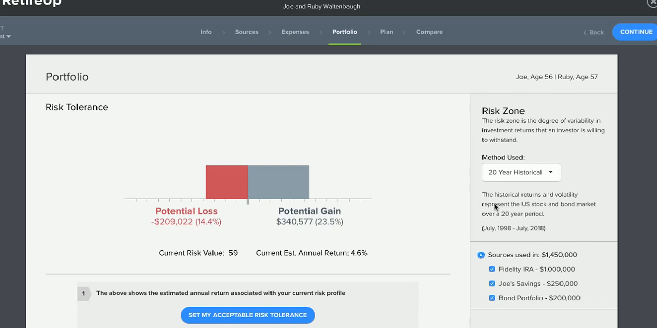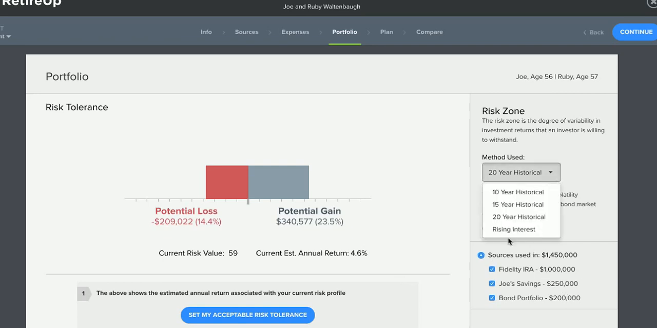Over the last 20 years, that $1.45 million has averaged 4.6% per year in its current holdings. Now, I know that 10 years ago you may have had different mutual funds or different stocks, but we're just saying backcasted over the last 20 years, these three accounts in the current investments, which I kind of showed in the sources page, have averaged 4.6% for that total amount.